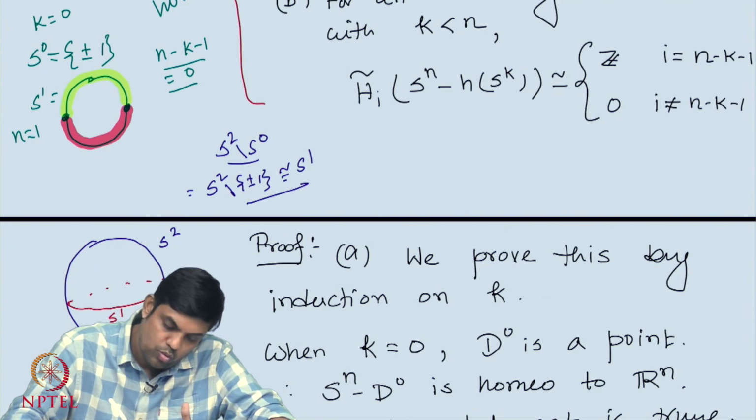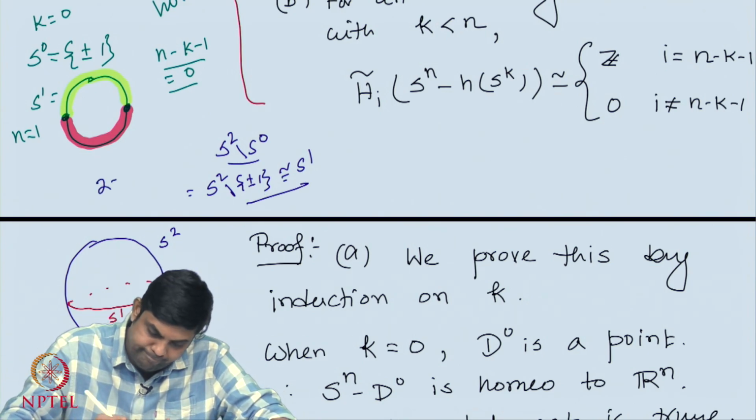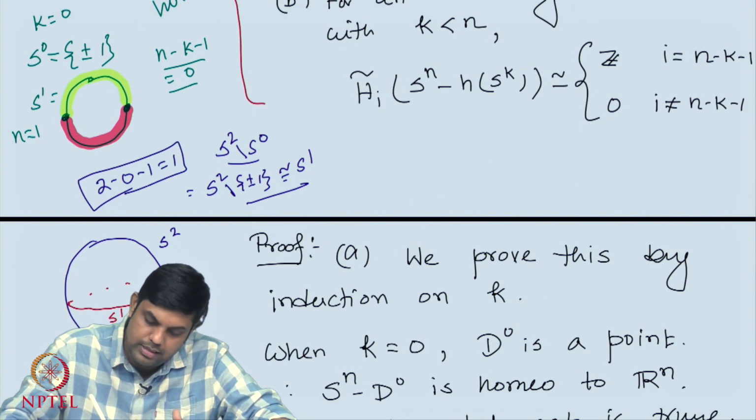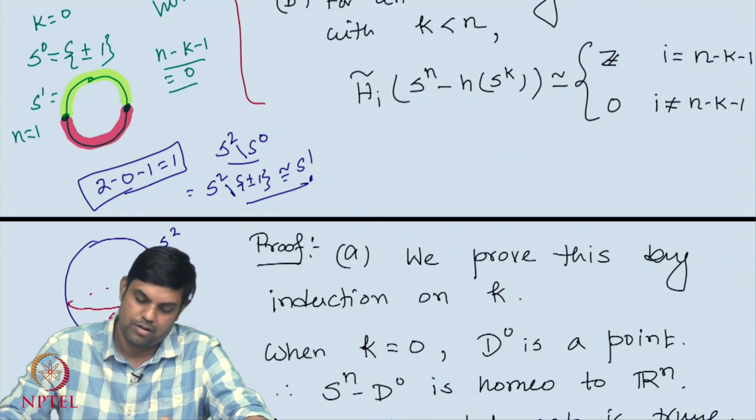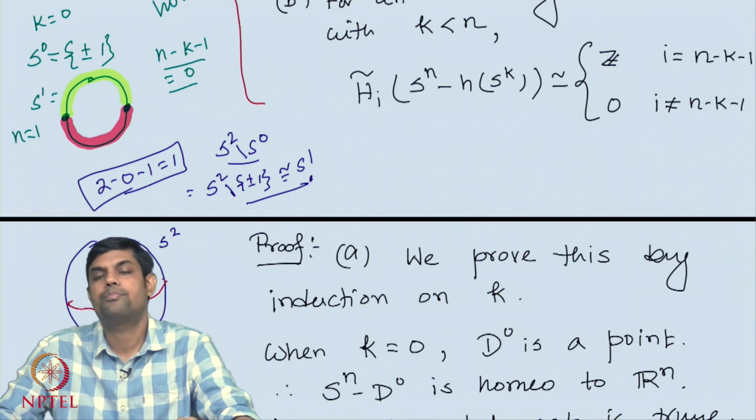So, if I take 2 minus 0 minus 1, that is 1. So, on the first homology I am going to get something isomorphic to Z, everything else is going to be 0, that is exactly the homology of S^1, okay. So, how do we prove such a result?